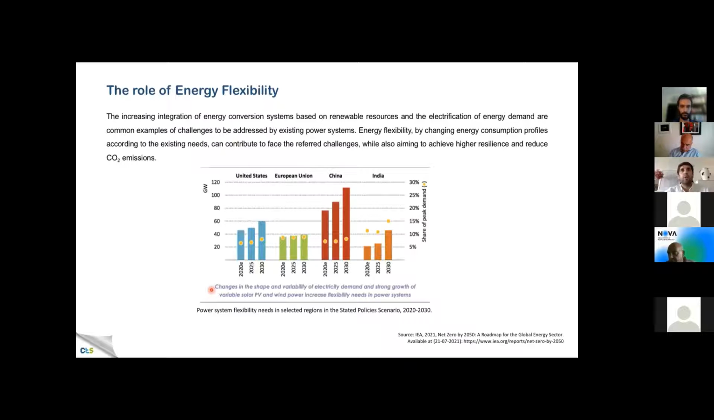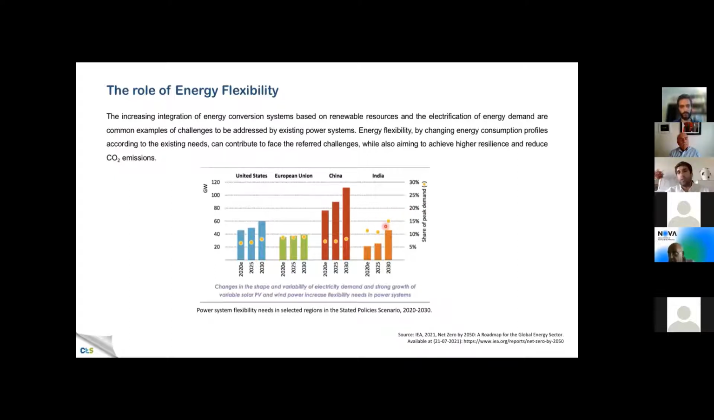And here we have an analysis of a plot from the International Energy Agency that conducted an analysis on flexibility needs in 4 different regions of the world. And these flexibility needs, of course, increase with the size of the country. But if we look at the share of peak demand, we see that India, in the next 10 years, will need flexibility in around 15% of the yearly peak demand, which is huge.